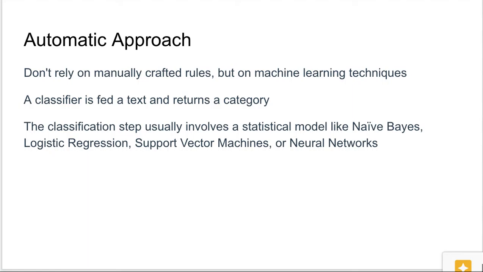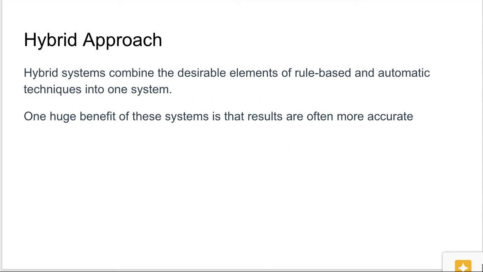And secondly, automatic approach. Automatic approaches don't rely on manually crafted rules, but on machine learning techniques. A classifier is fed a text and returns a category. The classification step usually involves a statistical model like naive Bayes, logistic regression, support vector machines, or neural networks. Later on in our project, we're going to use naive Bayes to train our model. Thirdly, hybrid approach. Hybrid systems combine the desirable elements of rule-based and automatic techniques into one system. One huge benefit of these systems is that the results are more accurate.